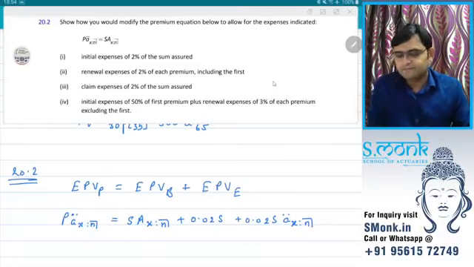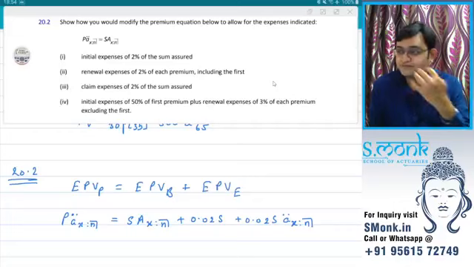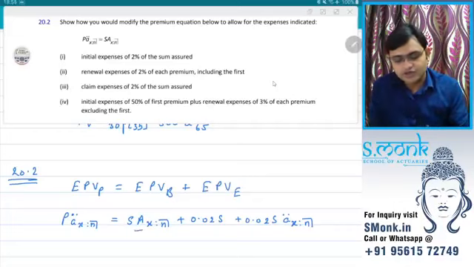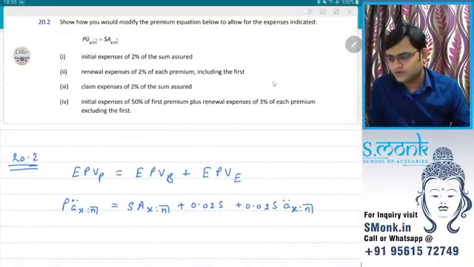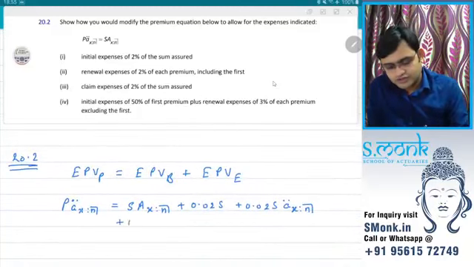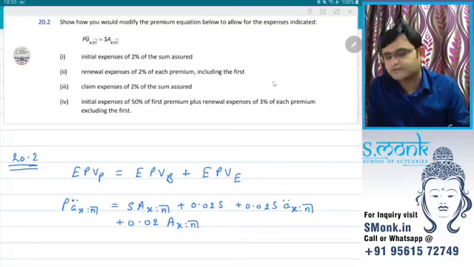Then claim expense of 2% of the sum assured. We are expecting the claim to happen on death as well as on maturity, so everything. Therefore plus 0.02 S. Whenever the assurance is paid, we are paying the claim expense as well.